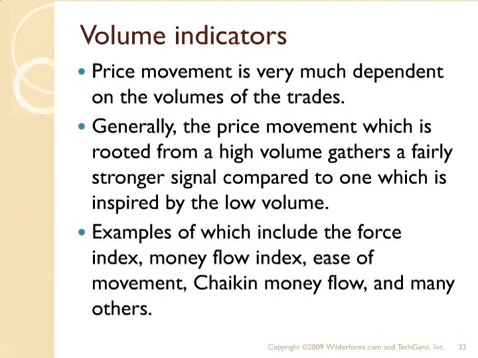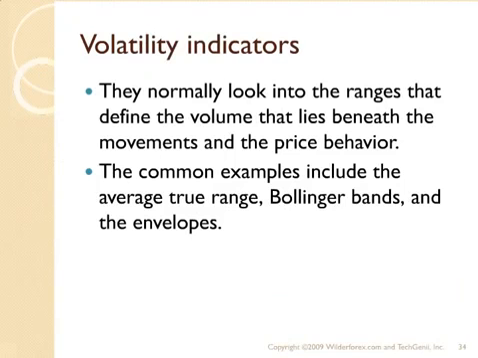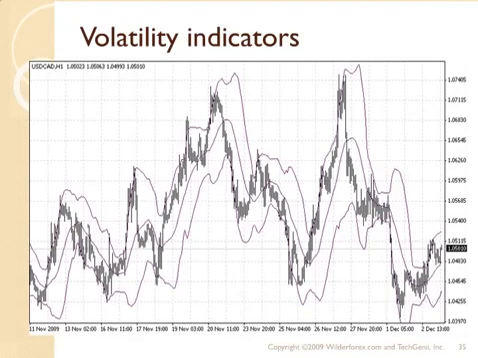Volume indicators. Price movement is very much dependent on the volumes of the trades. Generally, the price movement which is rooted from a high volume gathers a fairly stronger signal compared to one which is inspired by the low volume. Examples of which include the Force Index, Money Flow Index, Ease of Movement, Chaikin Money Flow, and many others. This chart shows the Money Flow Index. Volatility indicators. They normally look into the ranges that define the volume that lies beneath the movements and the price behavior. The common examples include the average true range, Bollinger Bands, and the envelopes. This chart shows Bollinger Bands.